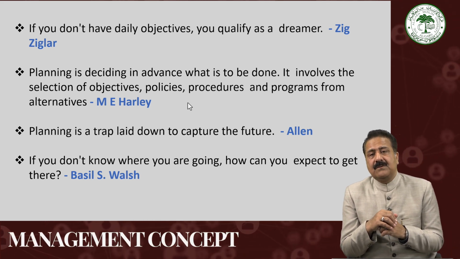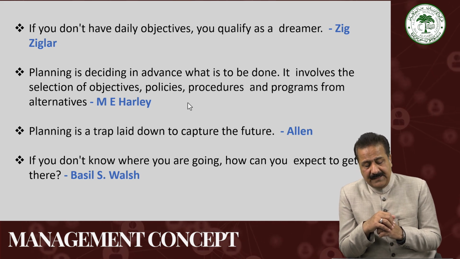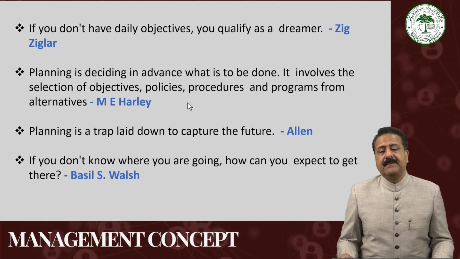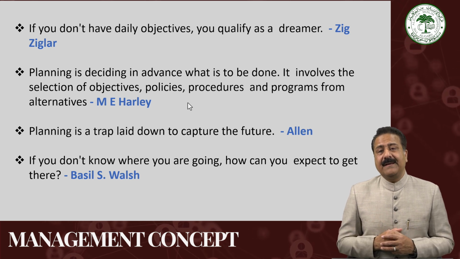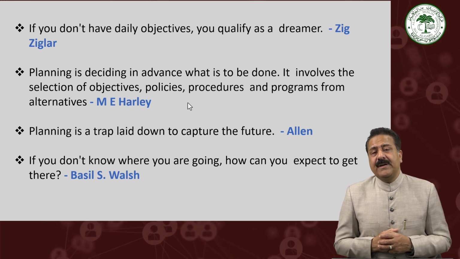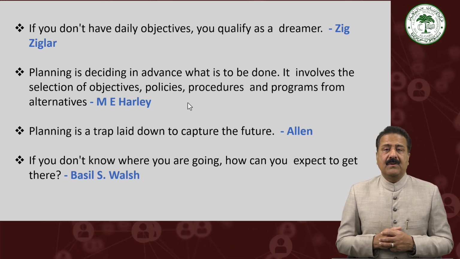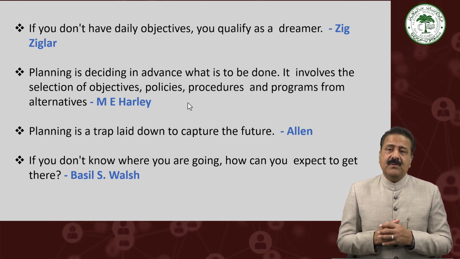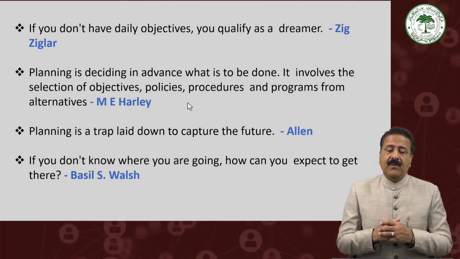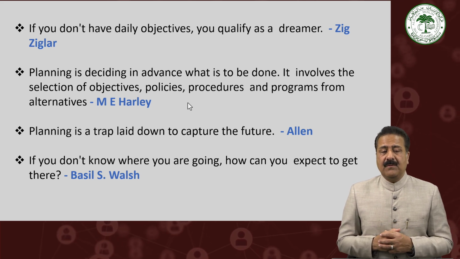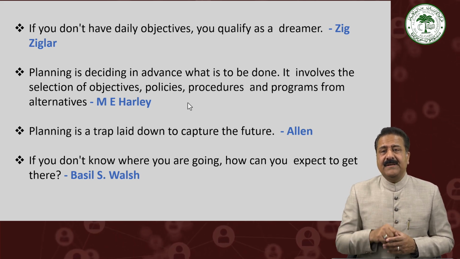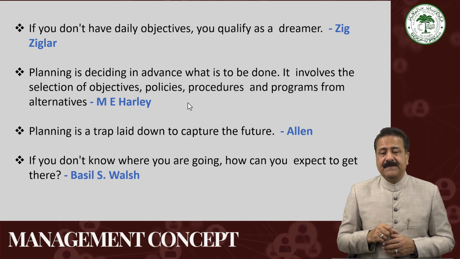Students, Basil S. Walsh has also given another definition of planning. He says, if you do not know where you are going, how can you expect to get there? In order to reach your destination, we must know the place where we have to go. We can reach our destination only when we know the place where we have to go. So it is planning which tells us that that is your destination, that is the place you have to reach.